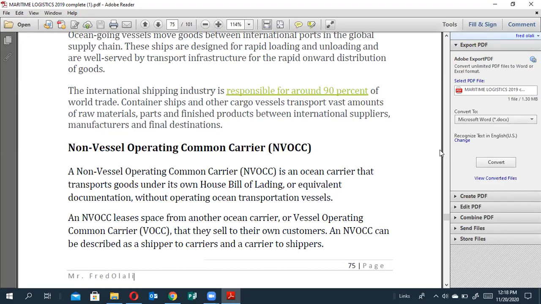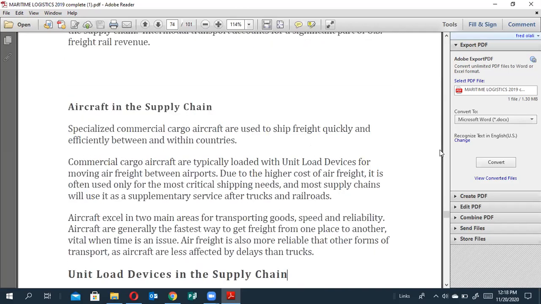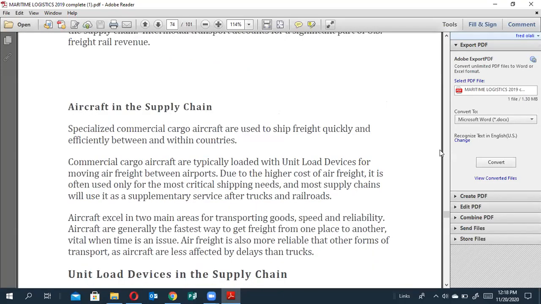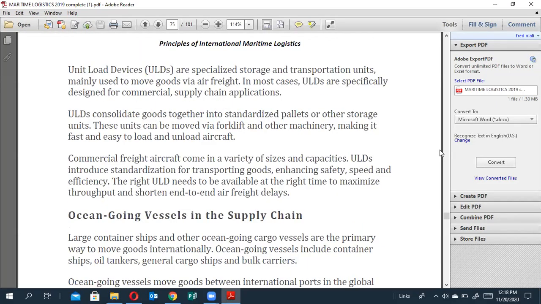Now, there's this elephant in the room. But before that, there is what is called the ULD in supply chain. That is what is mostly used in aircraft.